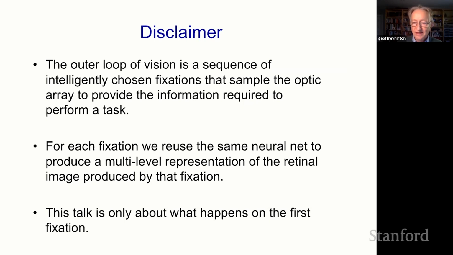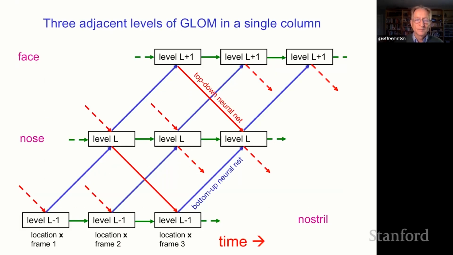So you look somewhere, and now what happens on that first fixation? We know that the same hardware in the brain is going to be reused for the next fixation, but let's just think about the first fixation. So finally, here's a picture of the architecture. And this is the architecture for a single location, like for a single word fragment in BERT. And it shows you what's happening for multiple frames. So GLOM is really designed for video, but I'll only talk about applying it to static images. And you should think of a static image as a very boring video in which the frames are all the same as each other.